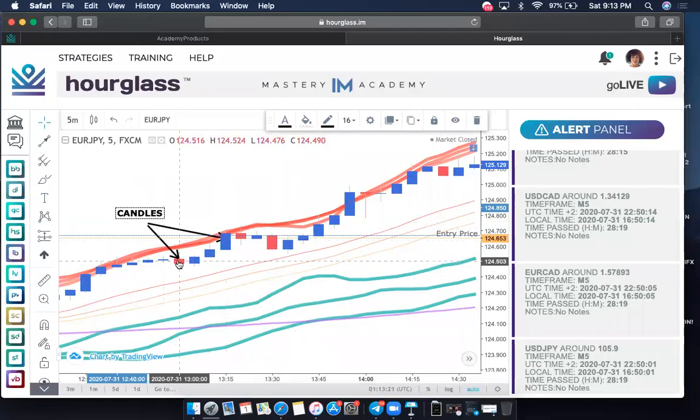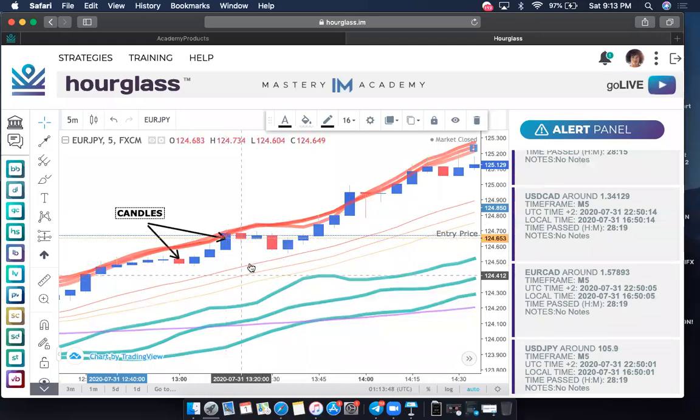So the red candles, price is going down. The blue candles, price is going up. Being that we're looking at it on a 5-minute time frame, each candle represents 5 minutes in the market. So this was 5 minutes. This is another 5 minutes. This is another 5 minutes. This is another 5 minutes.